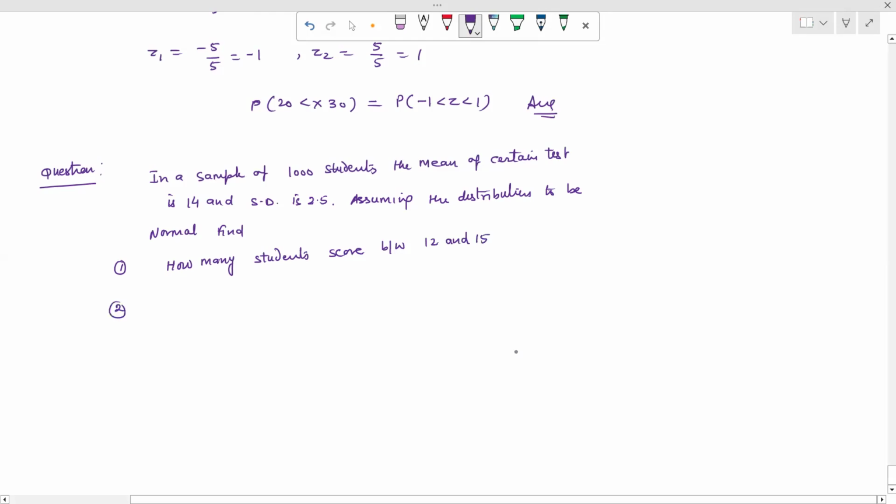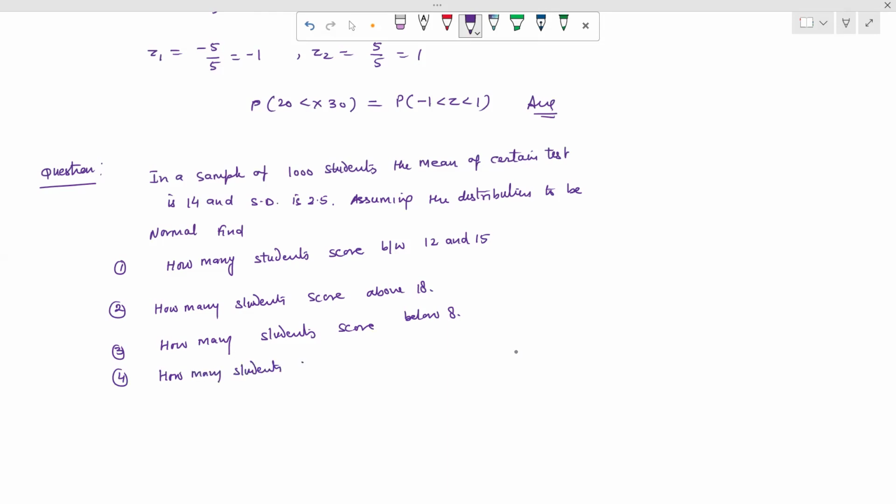Second, how many students score above 18. Third, how many students score below 8. Fourth, how many students score 16. So these four parts we will solve here.